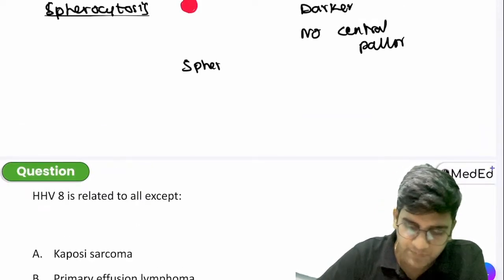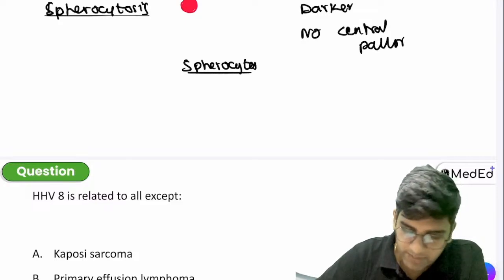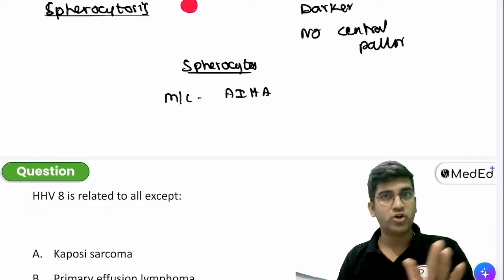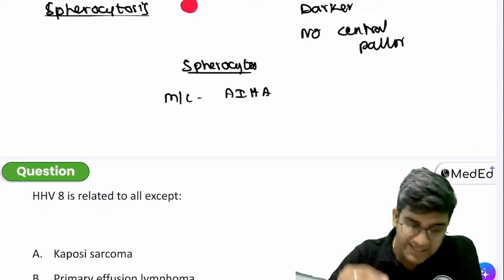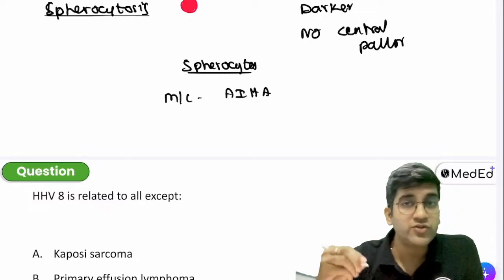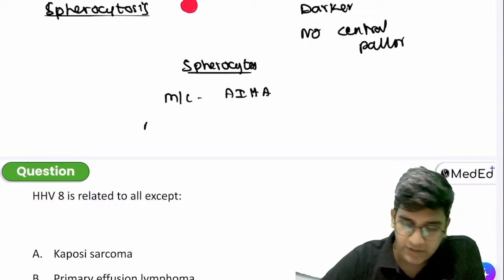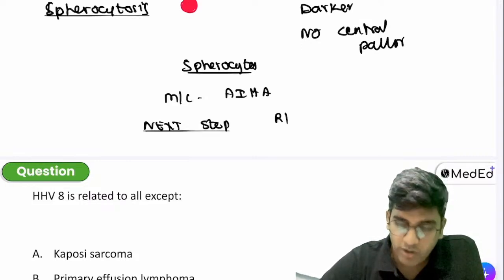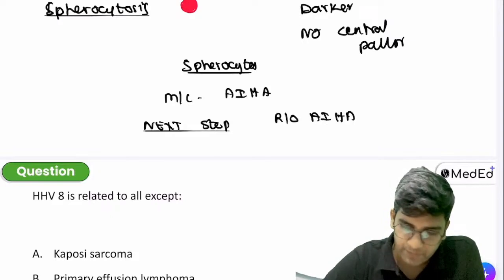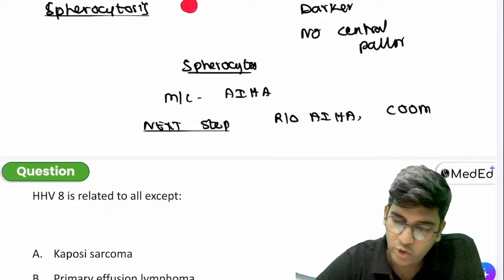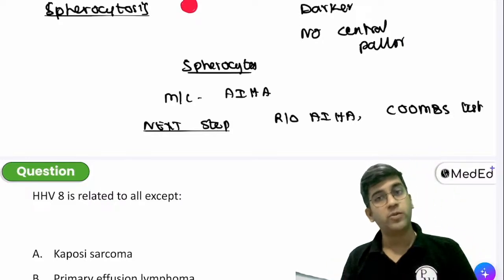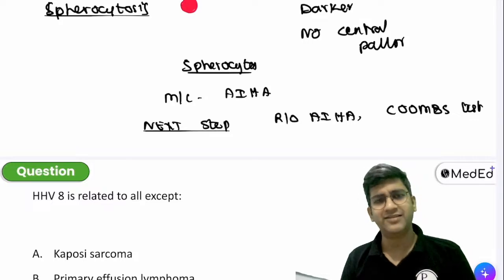So the peripheral smear has spherocytes. The most common cause of spherocytosis is autoimmune hemolytic anemia and not hereditary spherocytosis. That is also a cause, but not the most common cause. So this is a very repeated question. Whenever you see spherocytes or spherocytic anemia, the next step is to rule out autoimmune hemolytic anemia, that is, do a Coombs test. Please don't diagnose spherocytosis. Diagnose autoimmune hemolytic anemia first. If it's not there, then let's think of spherocytosis, right?